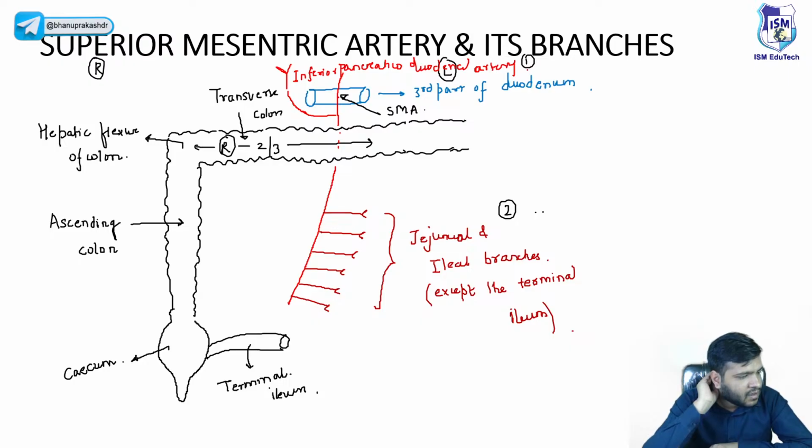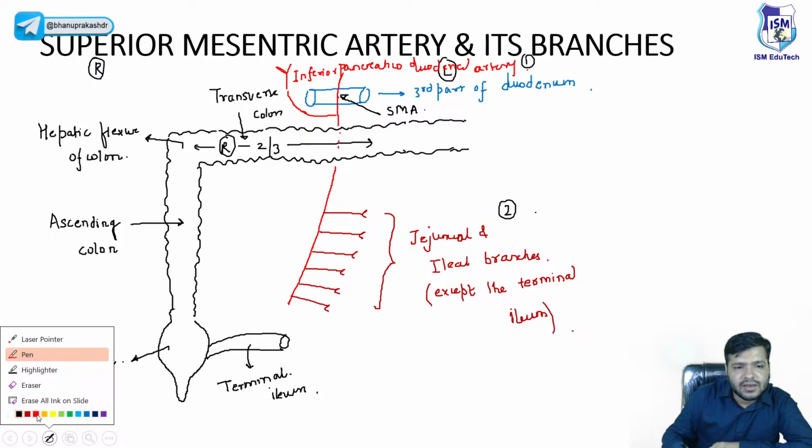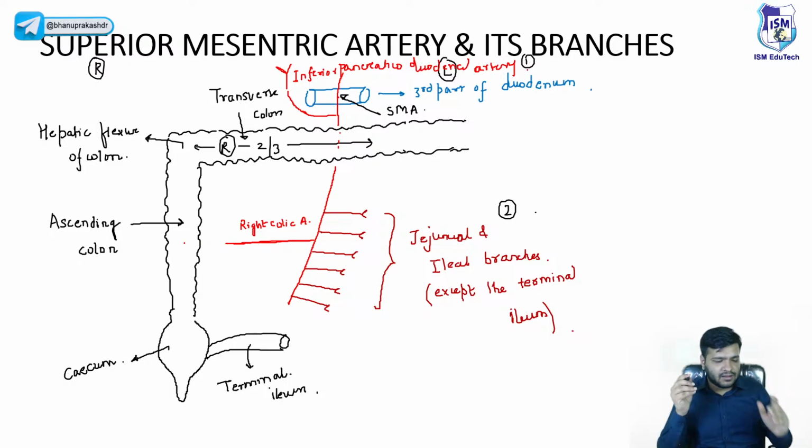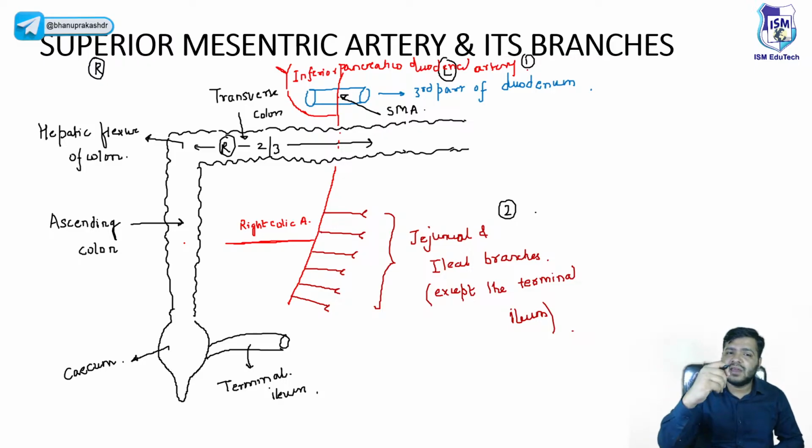it is giving one branch to the right side, okay, I'll use this pen. It is giving one branch to the right side. So it is called the right colic artery. Now this right colic artery, if it will go straight, beta, again use the concept over here. If it goes straight, it can supply only a small portion of the ascending colon.